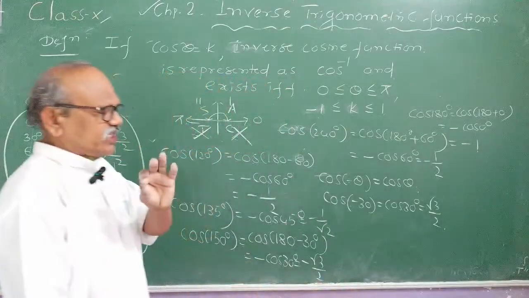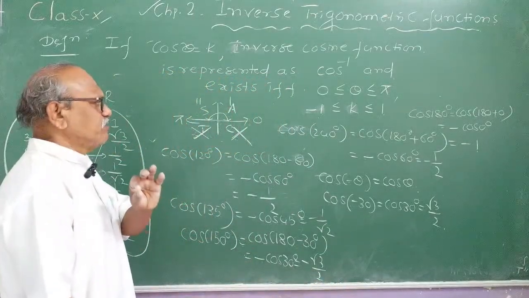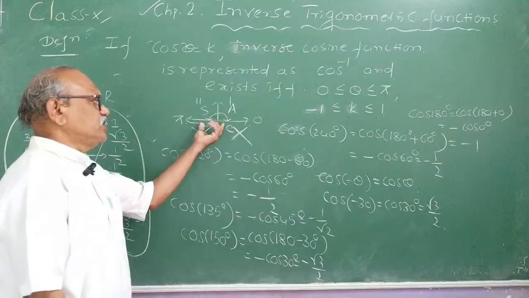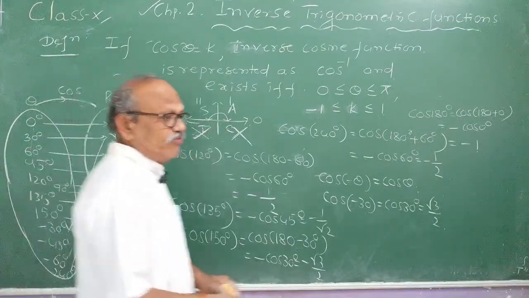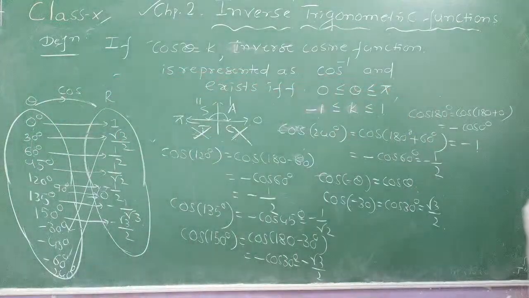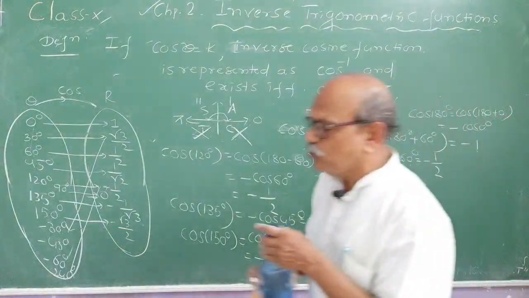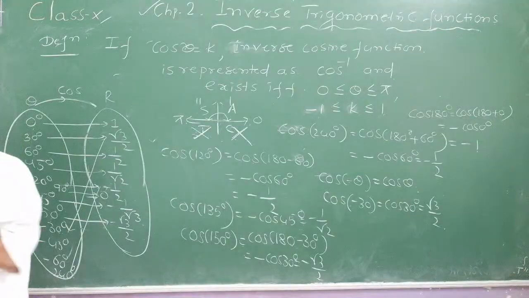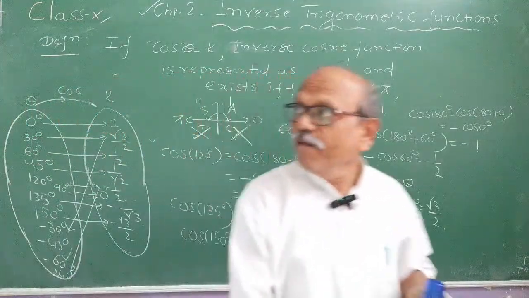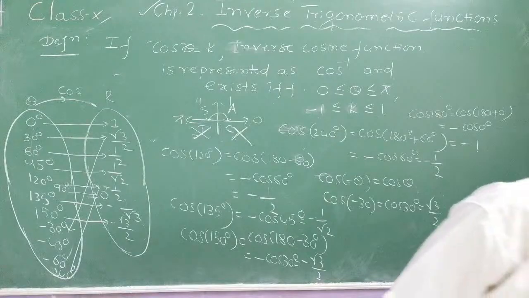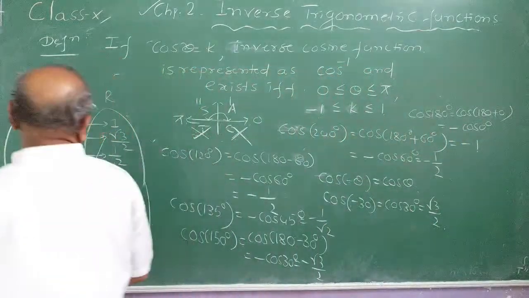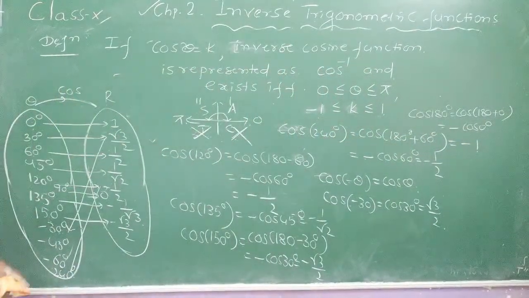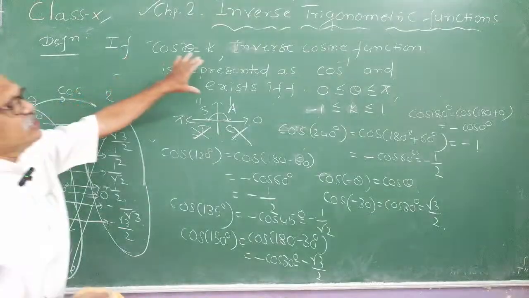Remember, first step in learning inverse trigonometric function is restriction. Why are you restricting? If you do not restrict it, it will be no more one-one and onto. To make it one-one and onto, you have to restrict the domain and the range. I hope you understood now why these conditions are given.